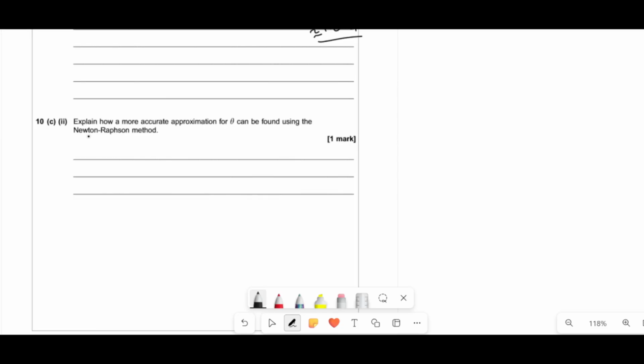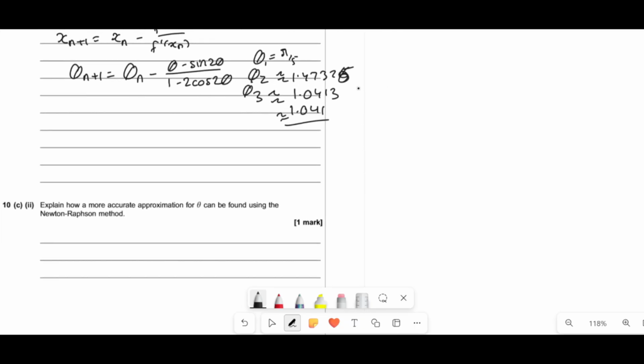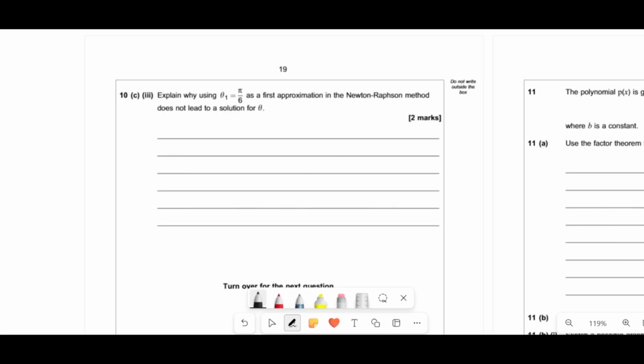Now it says, explain how a more accurate approximation for theta can be found using the Newton-Raphson method. We've only done it a couple of times, so you can just keep doing it. We could use more iterations, and eventually, when you can see it's going down and down, it might just get closer and closer to a specific value. Now it says, explain why using theta 1 as pi over 6 in this Newton-Raphson method wouldn't give us a solution to theta.